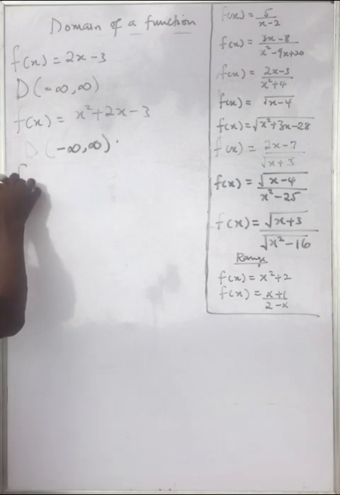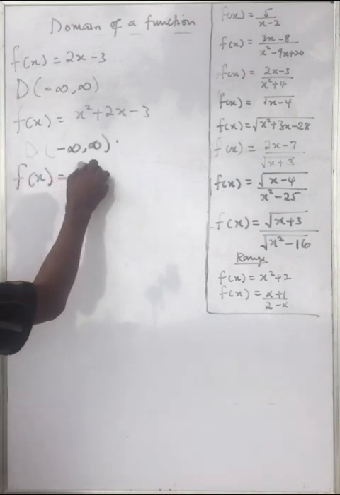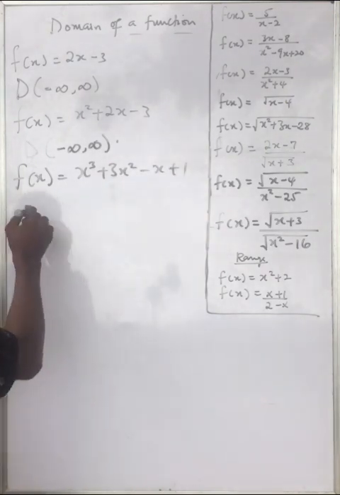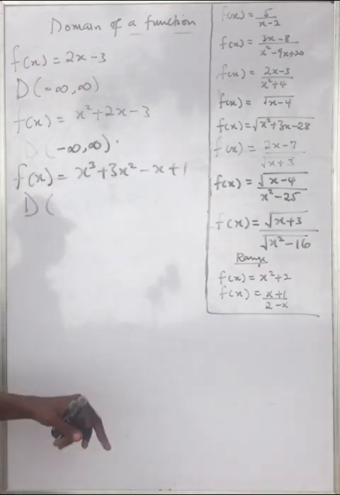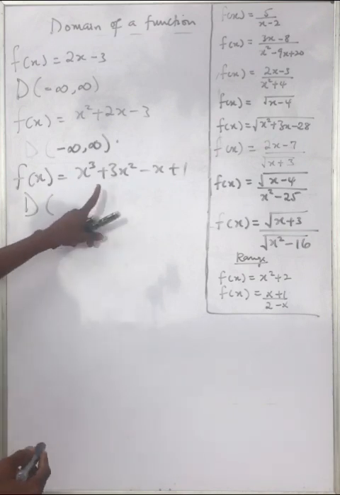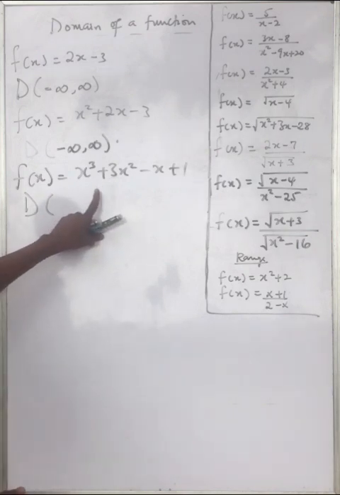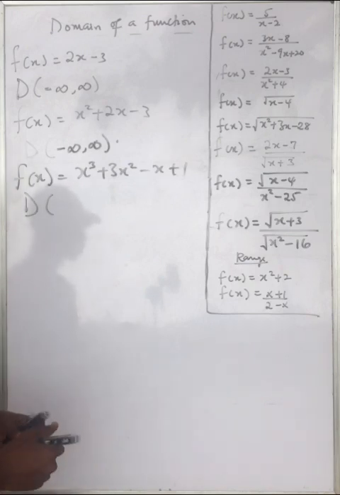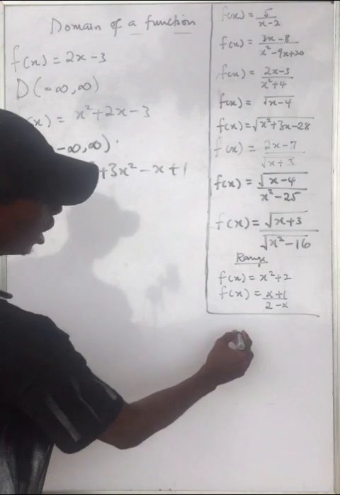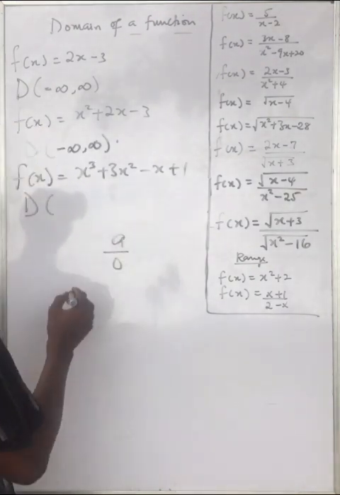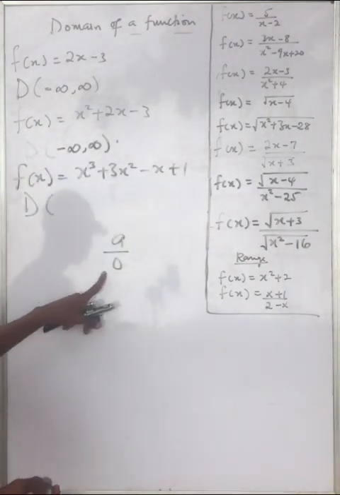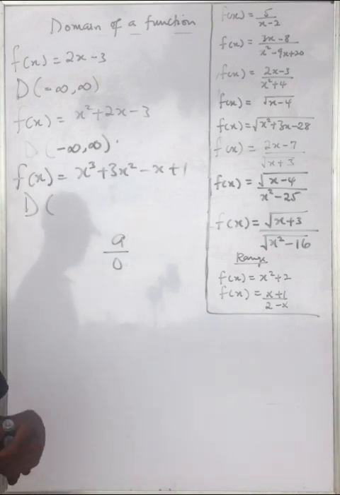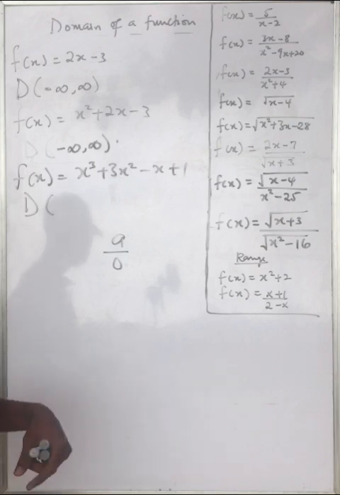What if we have a polynomial function such as x cubed plus 3x squared minus x plus 1? Yes, the same idea. The domain of the function is the values of x that will not make the function undefined or complex. Yes, I've been mentioning undefined. How do you get to know if a number is undefined? A number expressed in the form a over 0 is said to be undefined. For example, 20 divided by 0 is undefined. 40 divided by 0 is undefined.